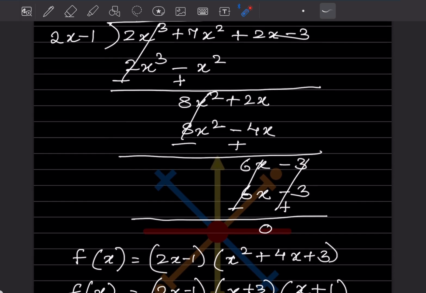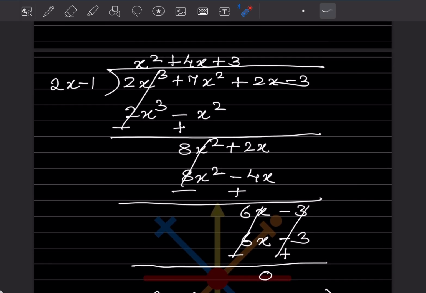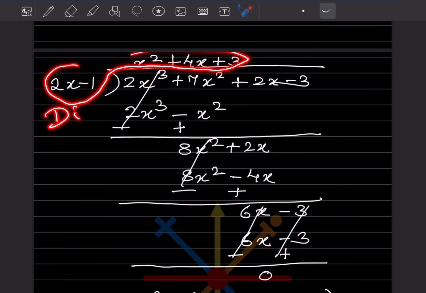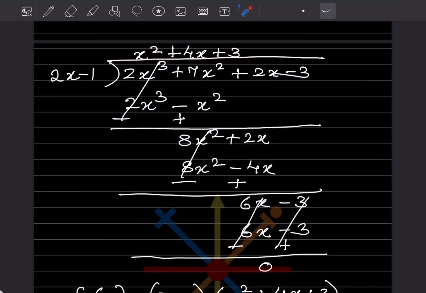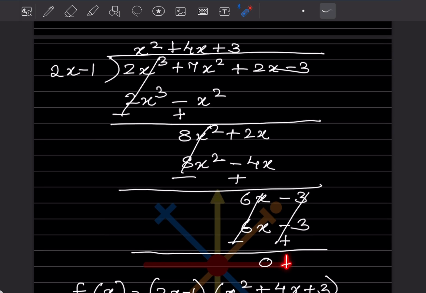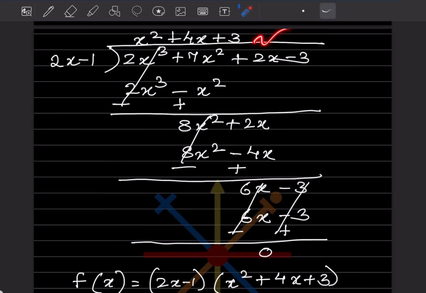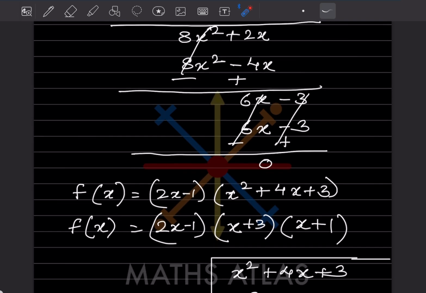So now you can write, f of x will be divisor into quotient plus remainder. This is the divisor, this is the quotient. So remainder is 0, so we don't have to write anything. The divisor is 2x minus 1 and the quotient is this part, so we'll write it here. We don't have to write the plus 0. So now you got this, one of the factors.